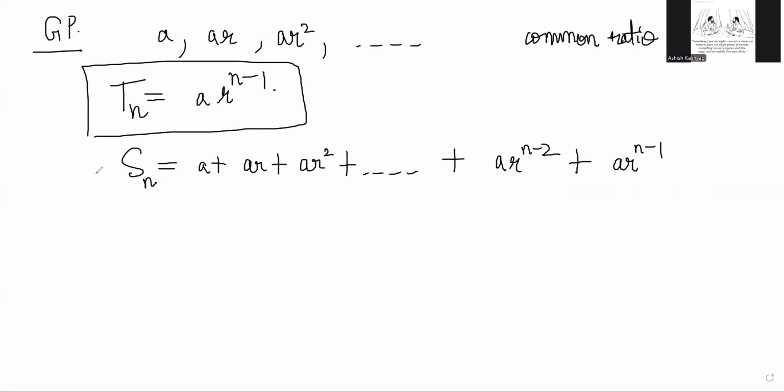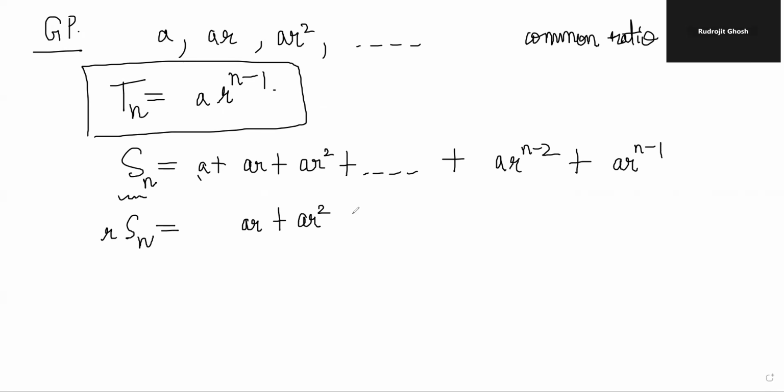Now, I want to find the sum expression. So here there is a slightly different trick. What you do is multiply this equation by R. When you multiply by R, you should realize the first term that comes is AR, right? Yes, sir. But you don't write it below it, you shift it one step and write it from there. So when you do that, you will get things like this.